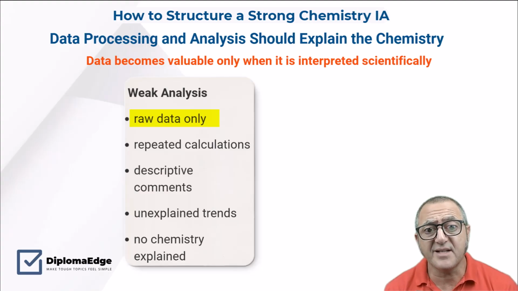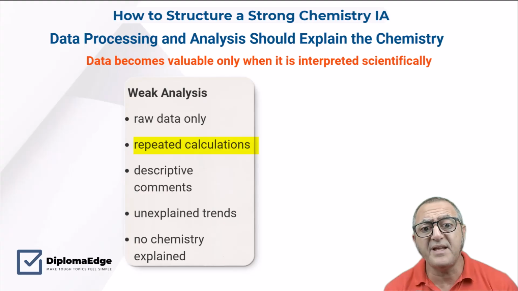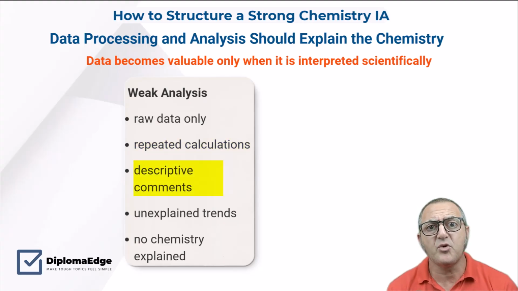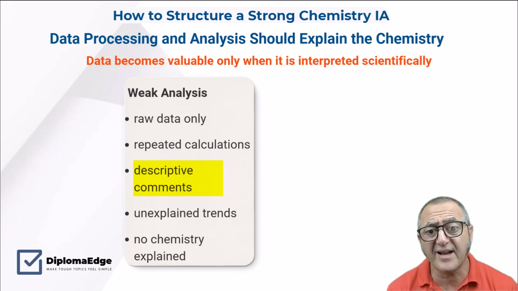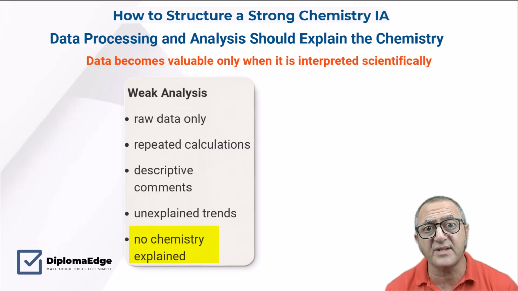So when you get the data and you process the data, an analysis that is weak probably will just consider the raw data. You will have calculations that are just repeated. You will have comments that are descriptive. You will not identify trends, and you will not identify the chemistry that is associated to your data.